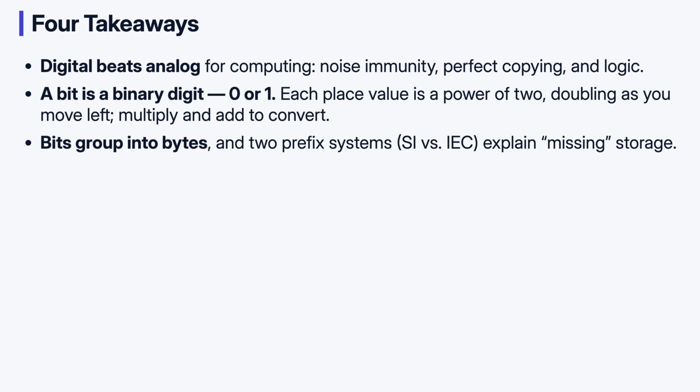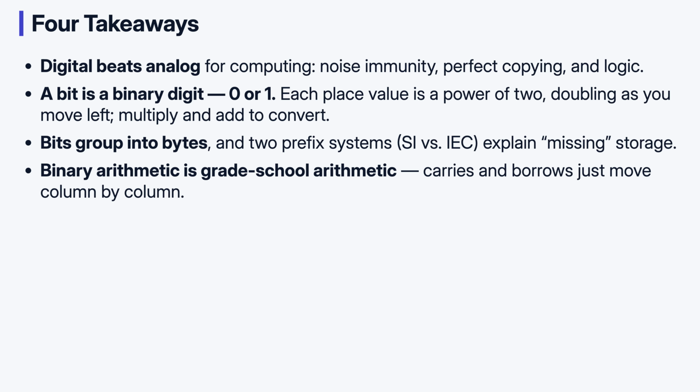Third, bits group into bytes, and the 2 prefix systems, SI in powers of 1000 and IEC in powers of 1024, explain the missing storage on a new drive. Fourth, binary arithmetic is just the grade school arithmetic you already know. The carries and borrows simply move column by column, and each column overflows after 1 instead of after 9.